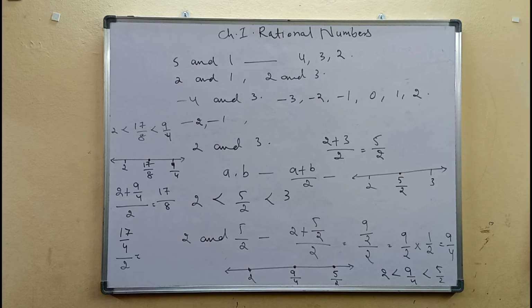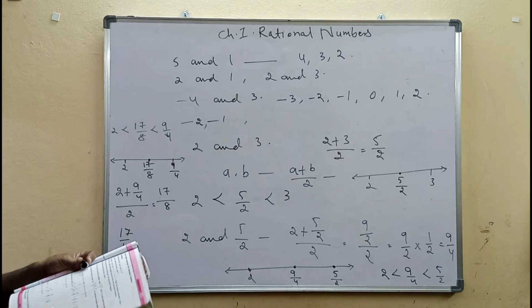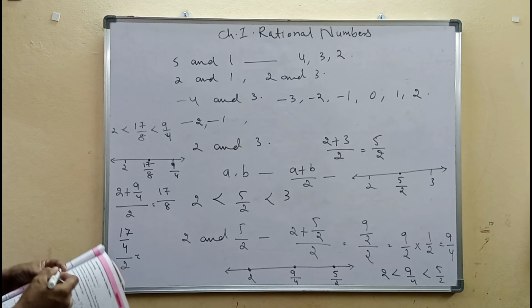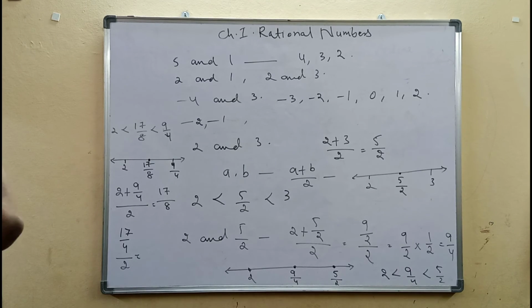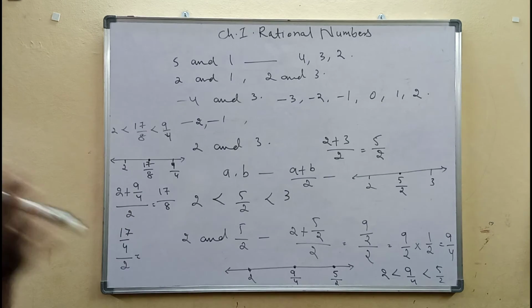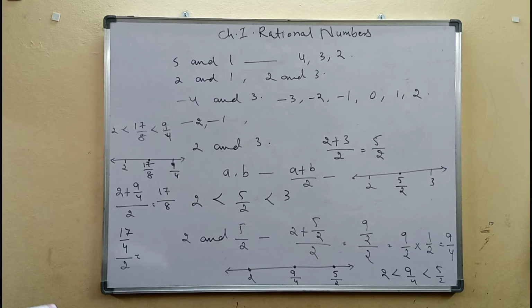In this way, we can go on inserting between any two rational numbers. In fact, there are infinite rational numbers between any two rational numbers. We can find as many as possible.